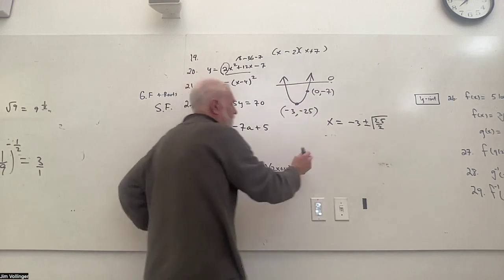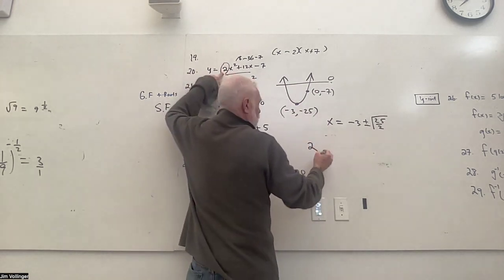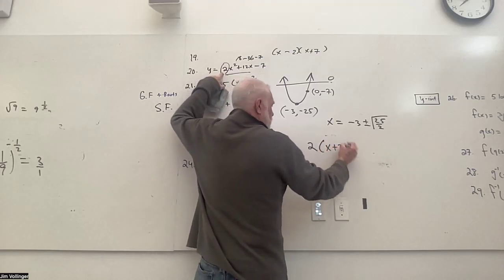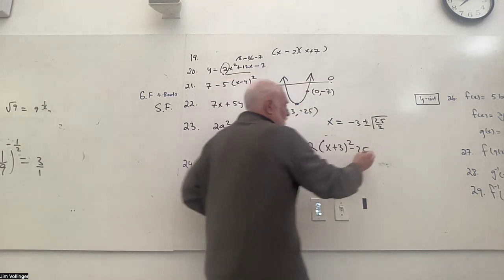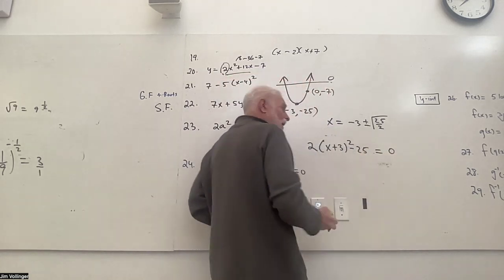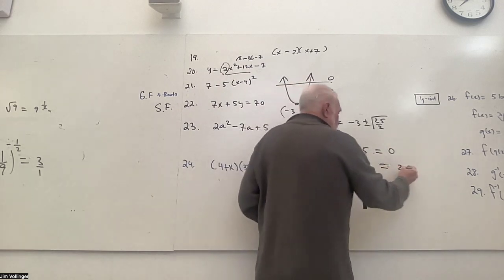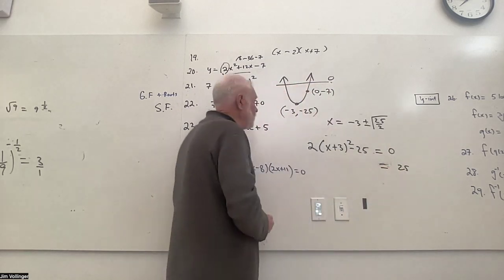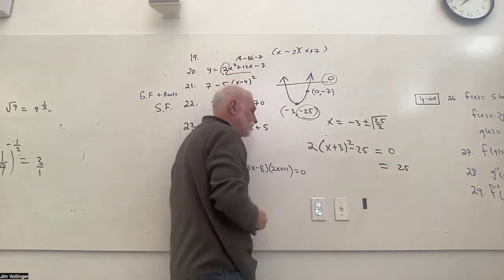Well, I put it in graphic form, which is 2, because I can just take the 2. X plus 3 squared minus 25, that's this function. And I set it to 0. So what do I have to do? I gotta go 25 units, from -25 to 0, yep.